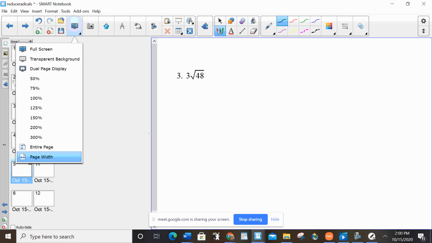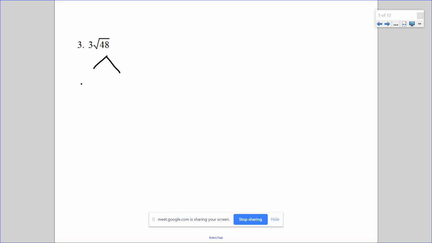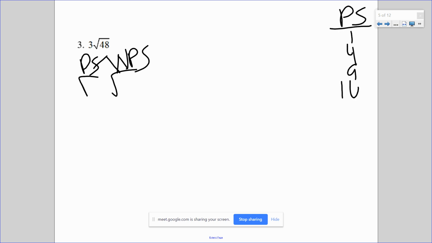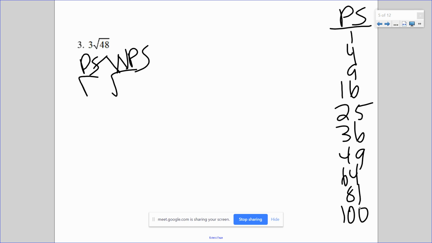Number 3, again, I want to break it into perfect squares and non-perfect squares. So I'm writing PS for perfect square and NPS for non-perfect square. Again, I keep on writing them out, but it'd be good if you just have them written out in one spot so you can keep on referring to them for each problem. 48 would be here. 36 doesn't go in. 25 doesn't go in. 16 does. 16 times 3 is 48. My 3 stays outside. That's step 1.